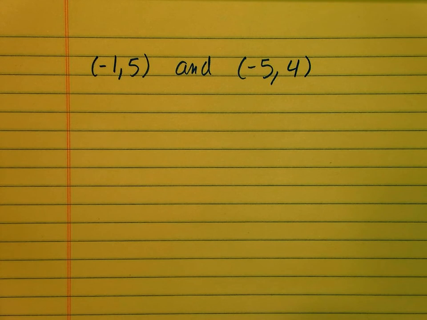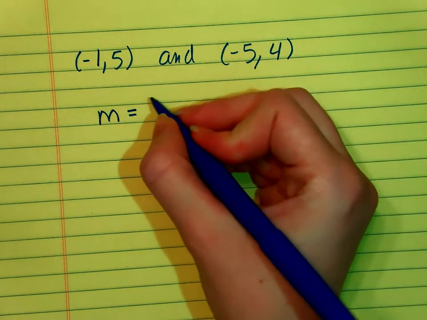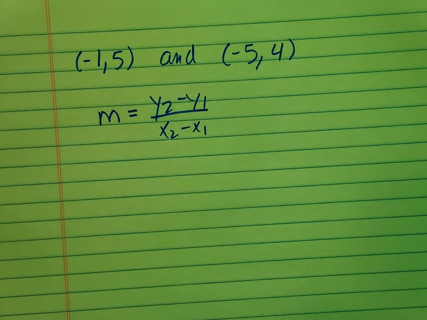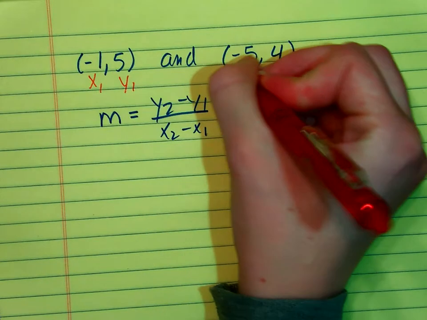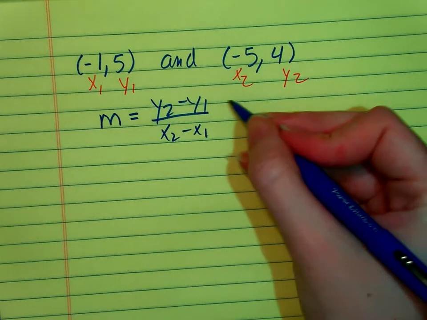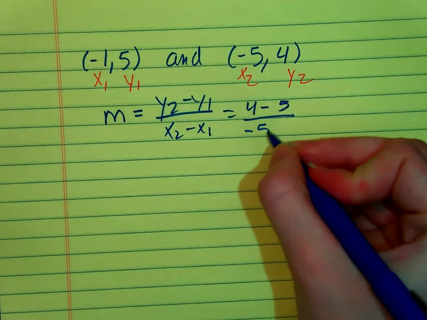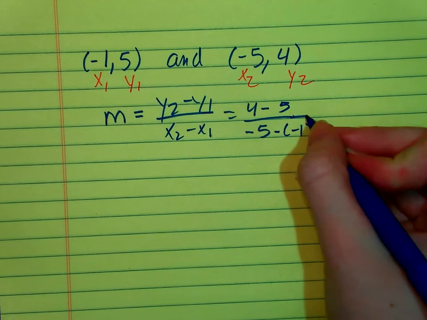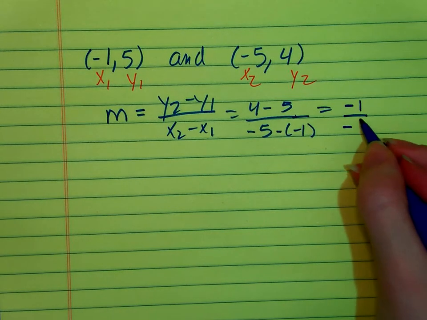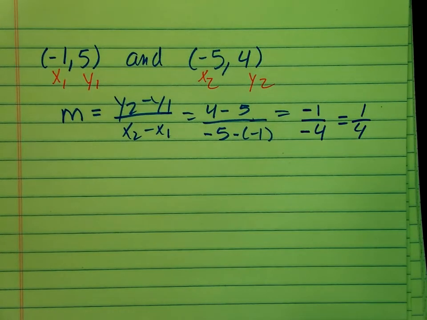All right, welcome back. So again, we're always going to do that m equals y2 minus y1 over x2 minus x1. Label x1, y1, x2, y2. Even if you've done this a million times, it's easy to accidentally subtract not y's or not x's. Go ahead and label it. 4 minus 5 over negative 5 minus negative 1. 4 minus 5 gives me negative 1. Negative 5 minus negative 1 gives me negative 4. So then I get that my slope is positive 1/4.